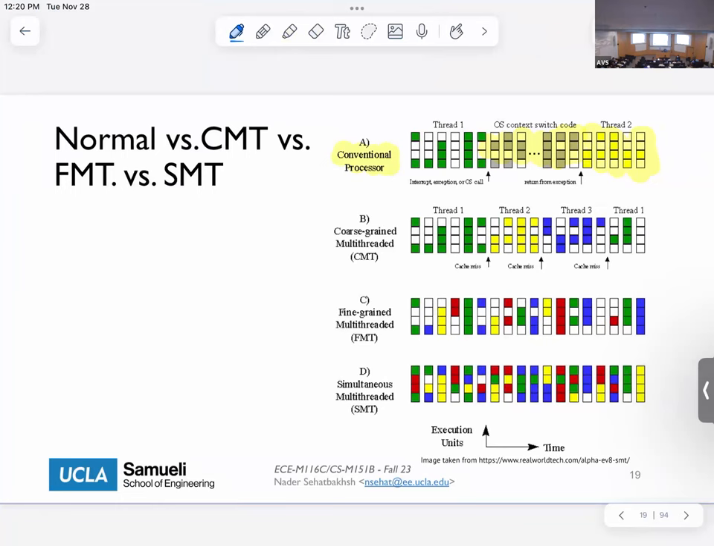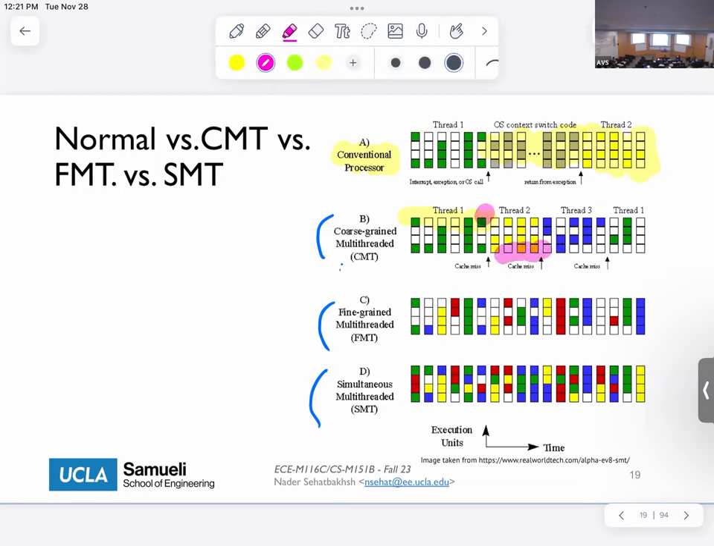Then we have these other three things, which we call coarse grain multithreading, fine grain multithreading, and simultaneous multithreading. So we have CMT, FMT, and SMT. All of them give you some form of multithreading. The difference is that coarse grain tells you that at any given point I can only run one thread. But if I want to switch between them, I can do it very quickly using the hardware, not the operating system. So I can run the first thread, and then I can run the second thread.